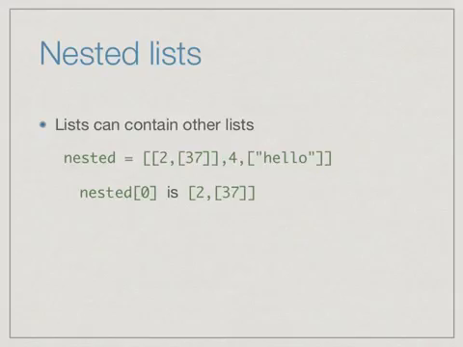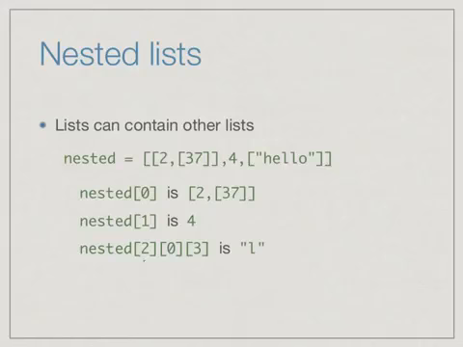So if we look at this example, then we can see that if we want to look at the 0th position in nested, then as we said, we get this value, and this value consists of a list itself containing 2 and the list containing 37. On the other hand, if we ask for the first position, position number 1, then we get the value 4. And now if we look at position 2, which is this list, then in that we look at the 0th position, which is this string. And in that we look for the third character, which is 0, 1, 2, 3, this L.